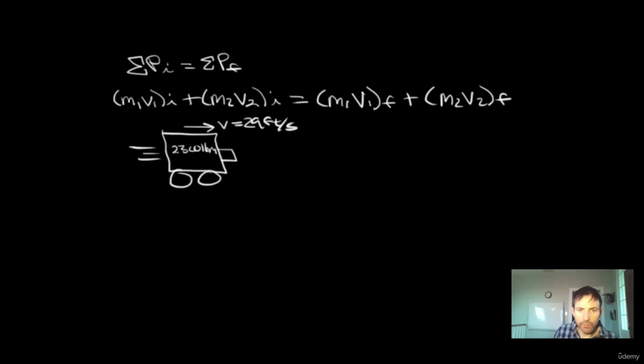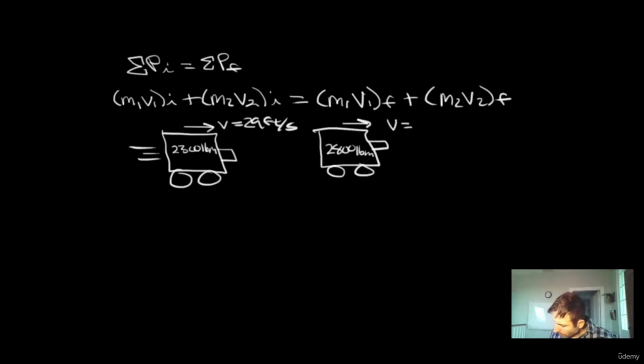Now we have another rail car, but it's traveling a little bit slower. This thing has a mass of 2,800 pound mass. It's also going the same direction, but with a velocity of 11 feet per second. Alright, so this is the before image, right? This is before impact. These are our conditions.